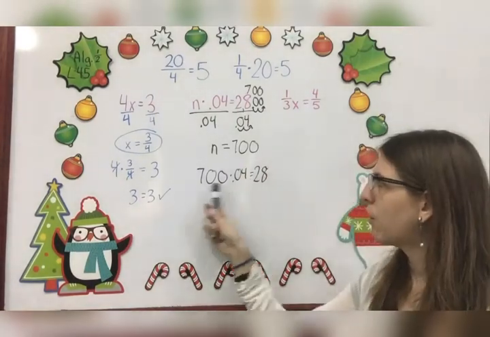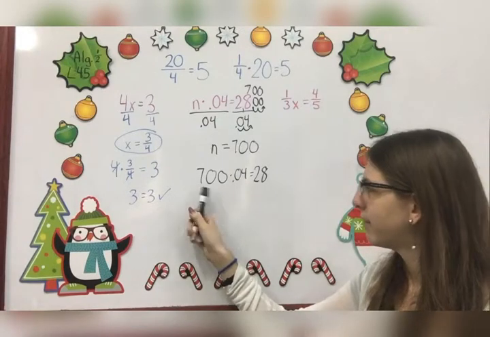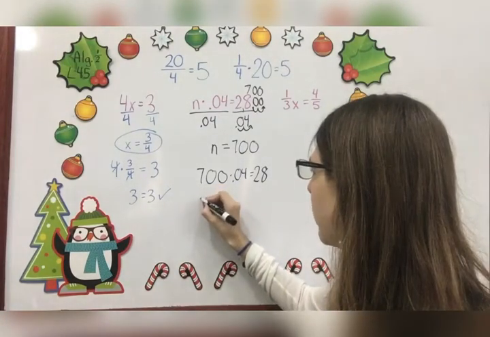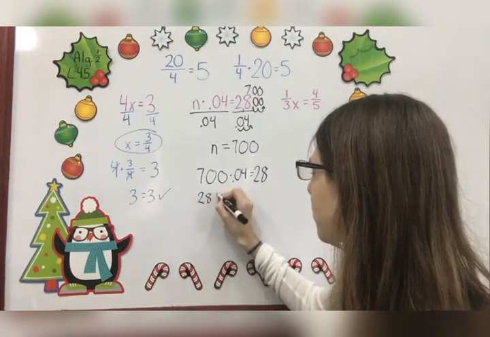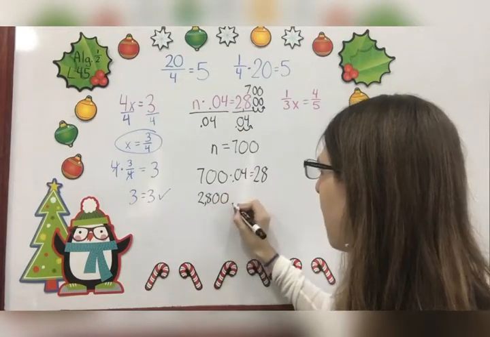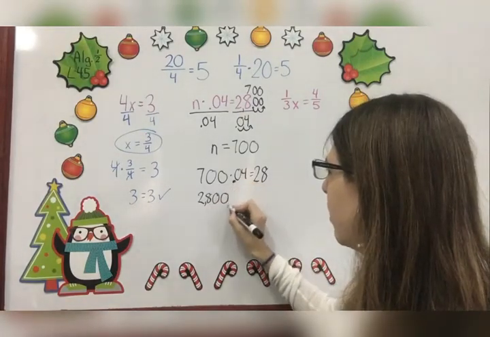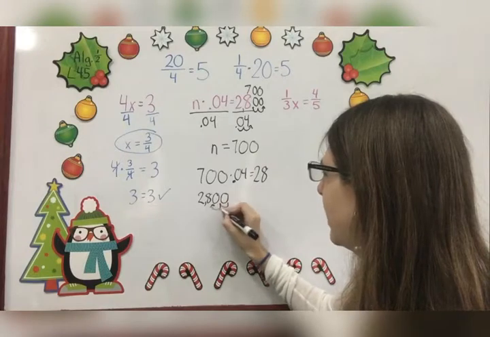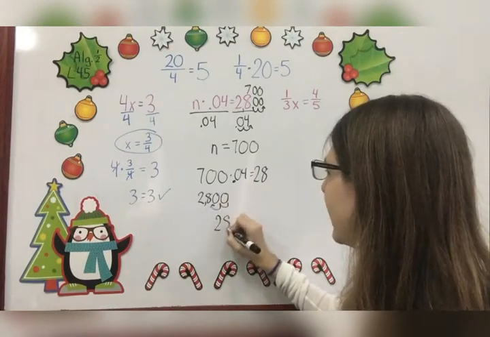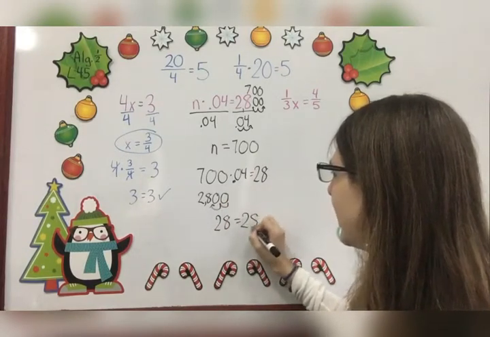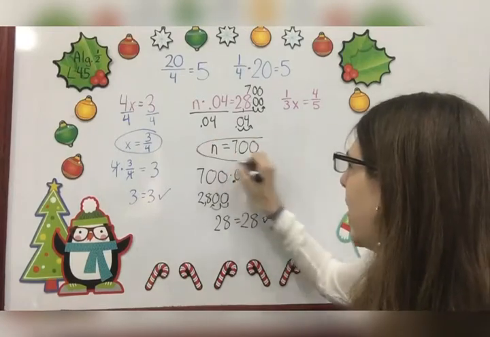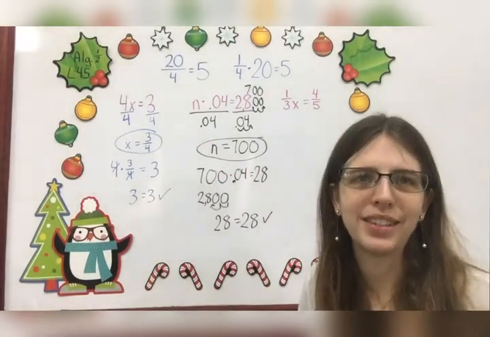Okay, 4 times 7 is 28, so that would be 2,800, but I have my decimal point right here, so I move my decimal point 2 places, and that gives me 28 equals 28. So my problem checks, n equals 700.